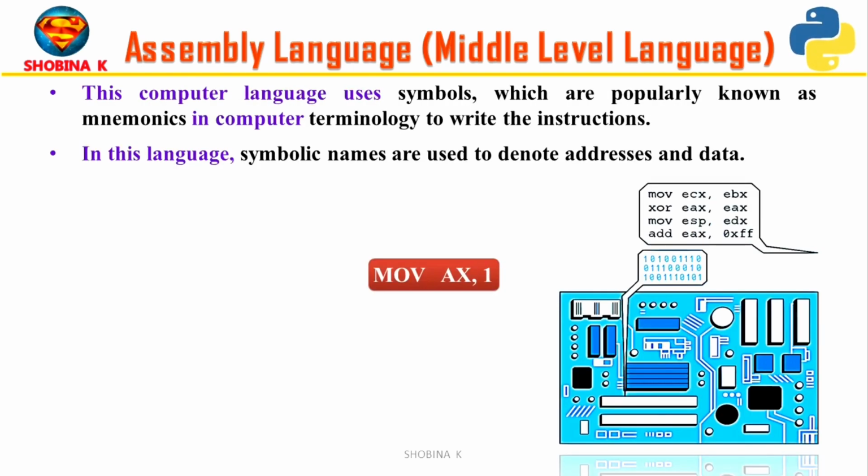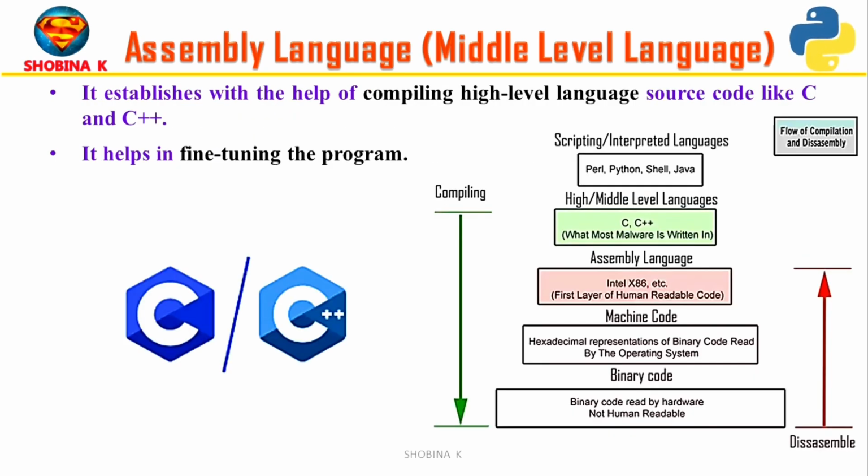In assembly language, the mnemonic MOV is often used to represent the instruction that moves data from one location to another. And here the mnemonic MOV represents the move instruction. AX is a register where the data is moved, where 1 is the immediate value being moved into the register. In high-level languages like C and C++, developers write code that's abstract and portable, focusing on logic and algorithms without dealing with the low-level hardware details. So for hardware control or performance optimization, programmers may use the assembly language to fine-tune specific sections of their code.